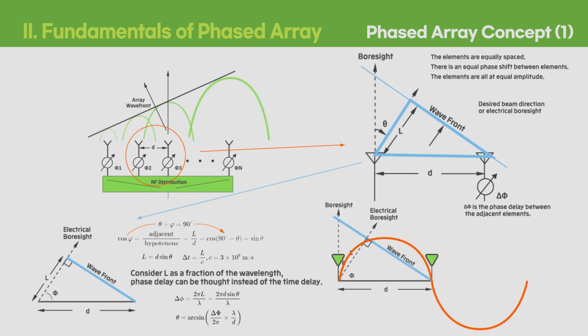Typically, each antenna distance is designed with a half wavelength, resulting in the required phase shift for a desired beam direction angle as pi multiplied by the sine theta.